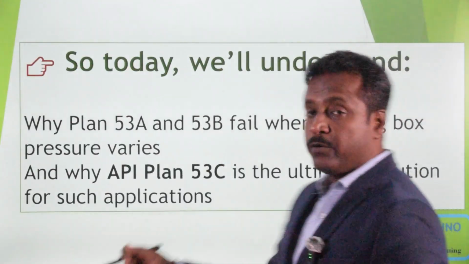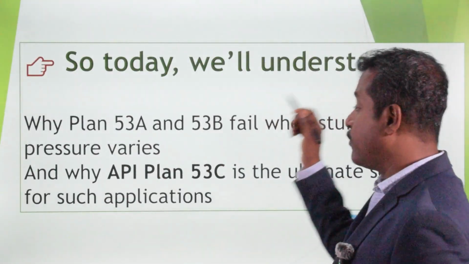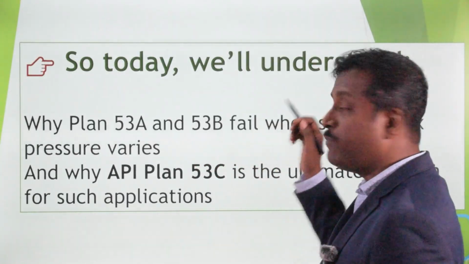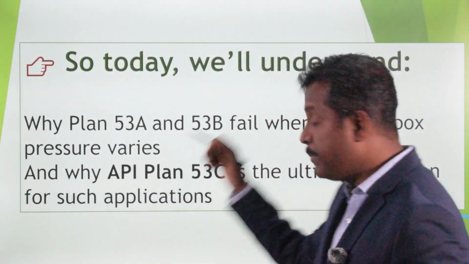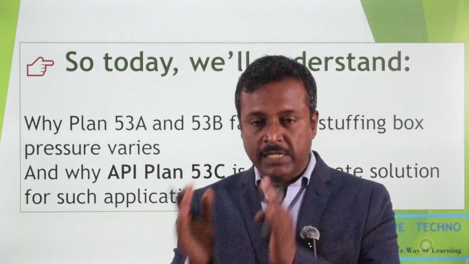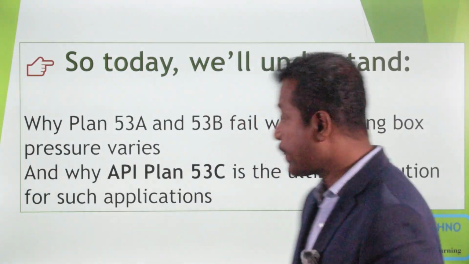So, today we are going to discuss Plan 53C, why Plan 53A or 53B fail with a varying stuffing box pressure, and why 53C is the ultimate solution for your seal system. That is the main discussion point.